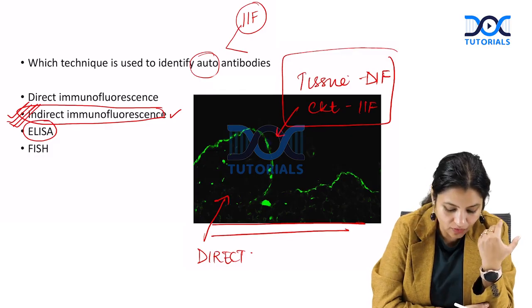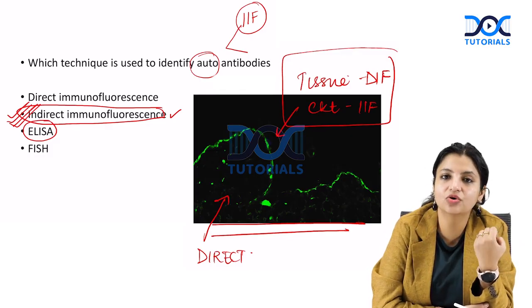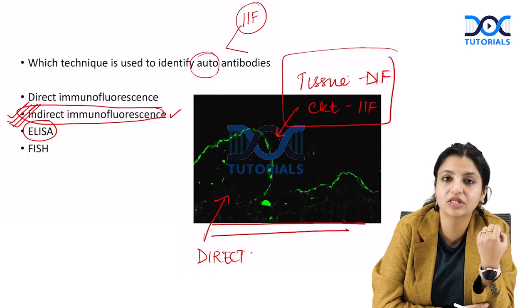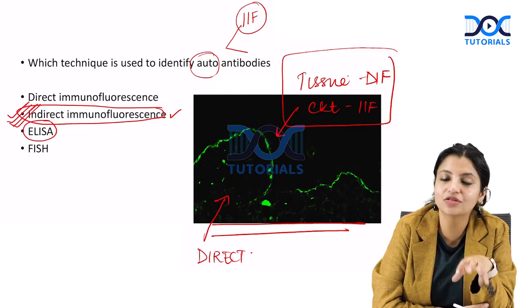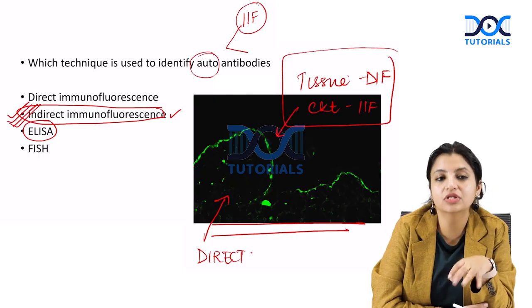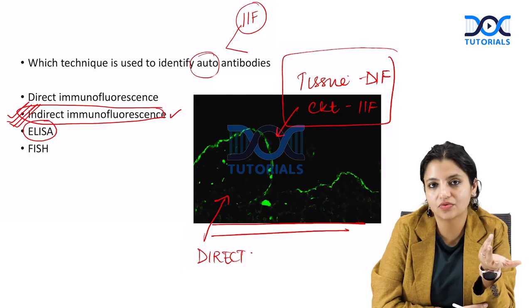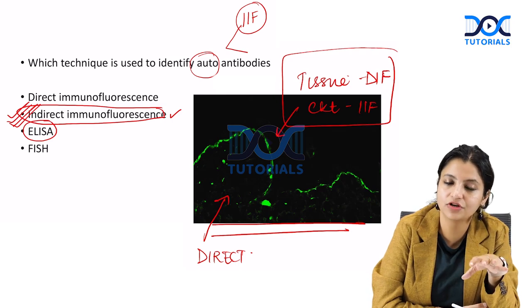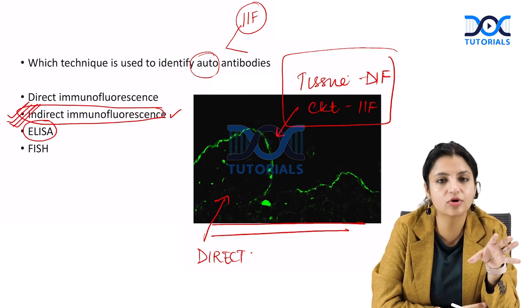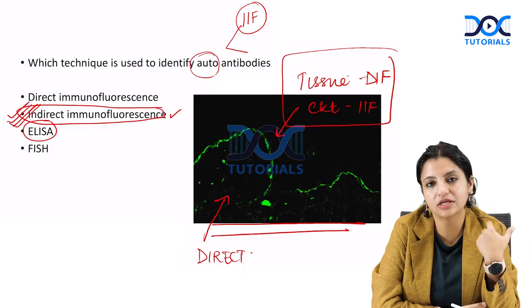What about FISH? FISH basically goes to the DNA level. At the DNA level, when you have to see amplification, deletion, translocation, for that we use FISH. So that's the answer to each of the options I told you. Think about what the question was and answer accordingly. If it's tissue, it's direct. If it's circulating, it is indirect immunofluorescence. If it's quantification of antibodies, the titer of the antibodies, then it is ELISA.